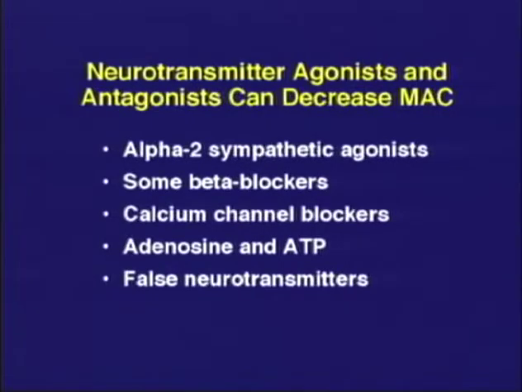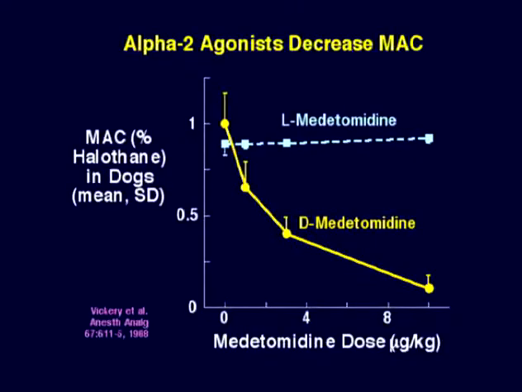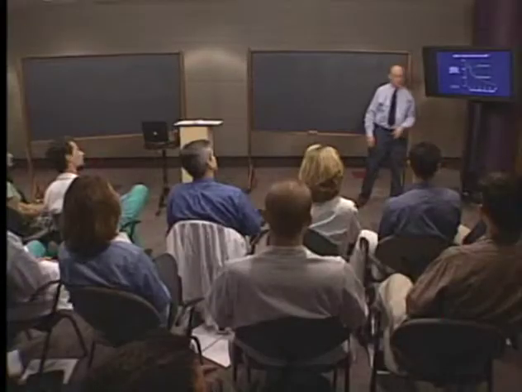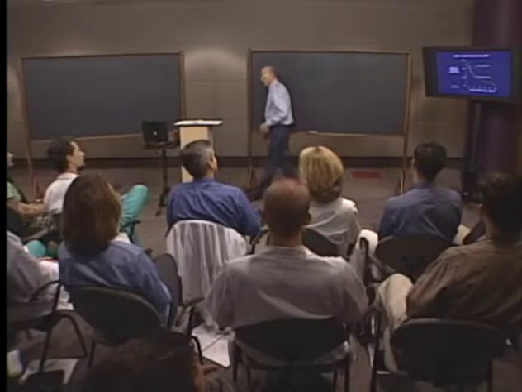Well, there are a whole list of these drugs. So the alpha-2 sympathetic agonists like clonidine and dexmedetomidine, some beta blockers, but not all of them, calcium channel blockers, adenosine, and ATP, and false neurotransmitters can all influence MAC. So we see here the effects of dexmedetomidine in the study by Vickery, published many, many years ago. And L-medetomidine has no effect. It's only the dextromedetomidine that causes the decrease in anesthetic requirement.